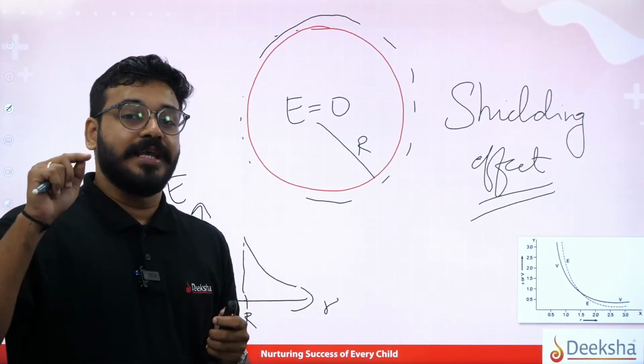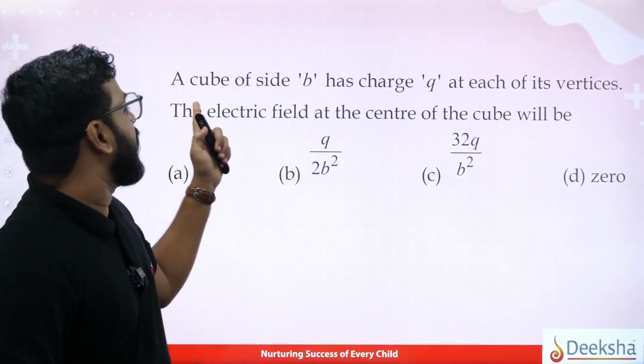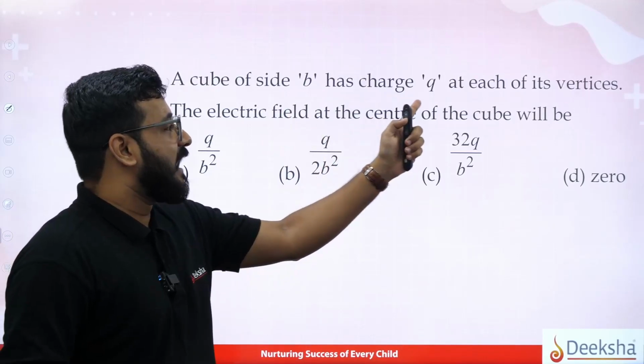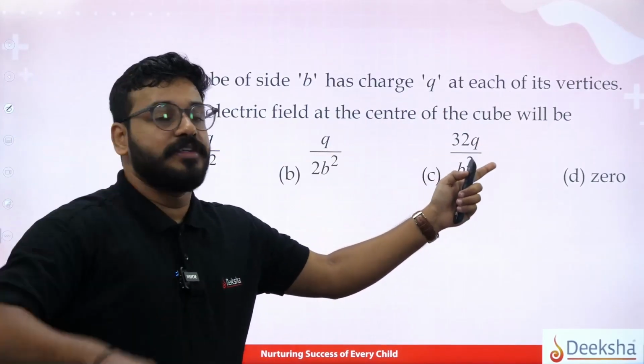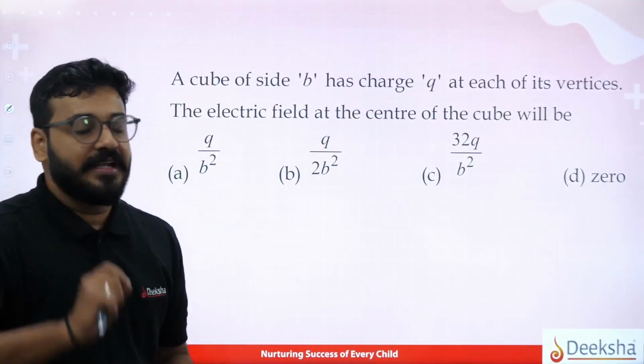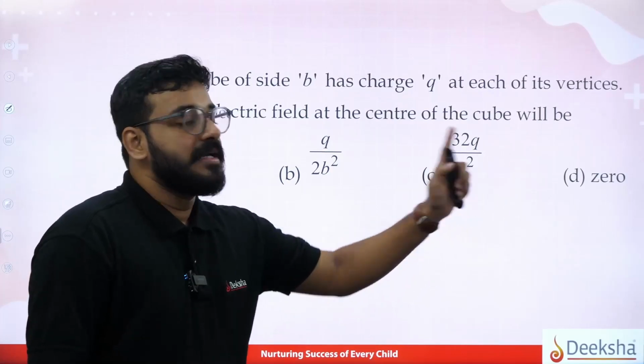Now let us come to the surprise homework question. So this is the homework question. A cube of a side B has charge q at each of the vertices. The electric field at the center of the cube will be. This is a very very interesting question. Q by b square, q by 2b square, 32 q by b square, 0.